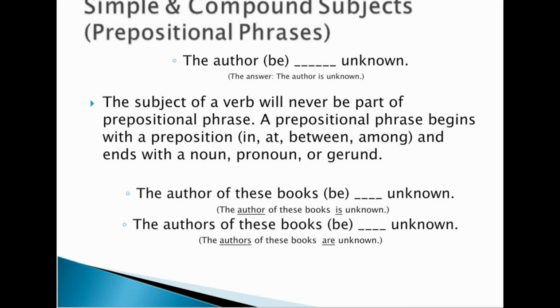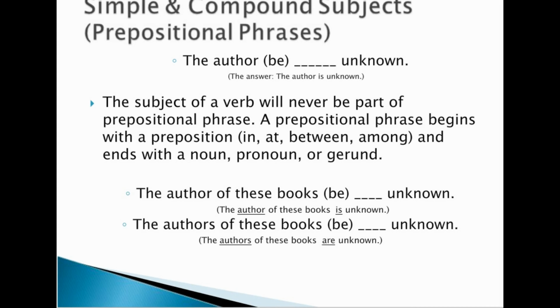A prepositional phrase begins with a preposition: in, on, at, between, among, under, etc. And it ends with a noun, pronoun, or gerund. Let's look at this example. The author of these books, blank, unknown. We have a prepositional phrase, of these books. The closest noun to the verb is books, which is plural.